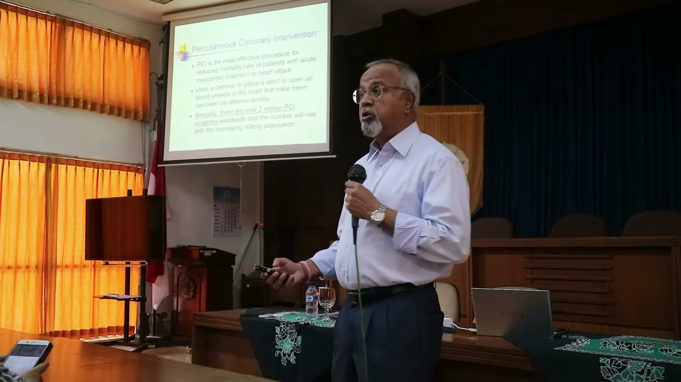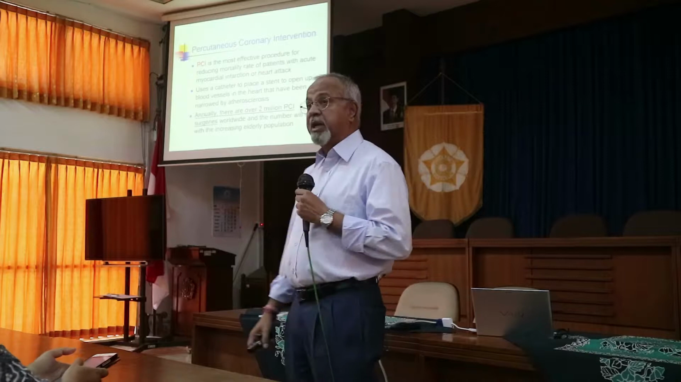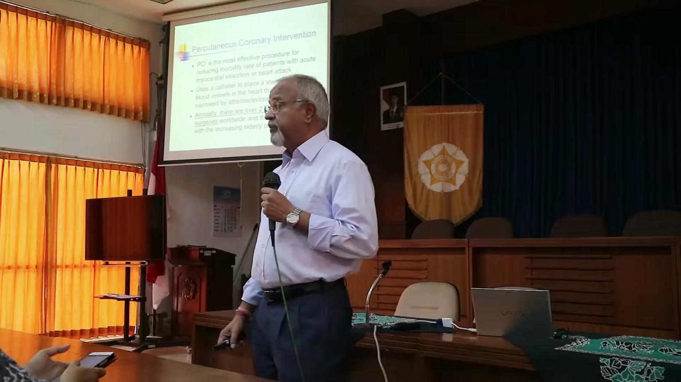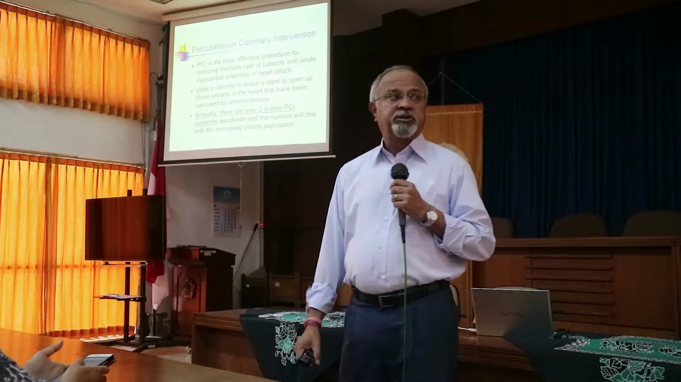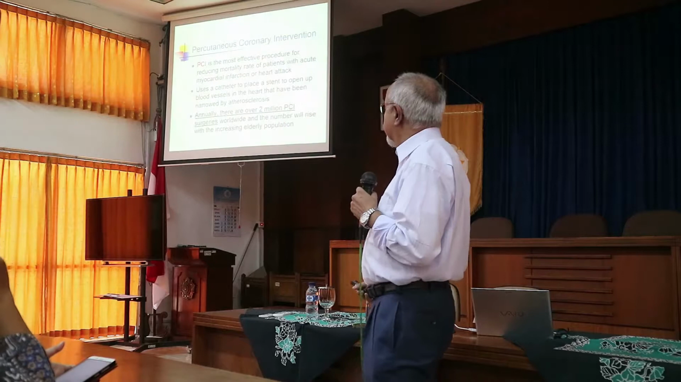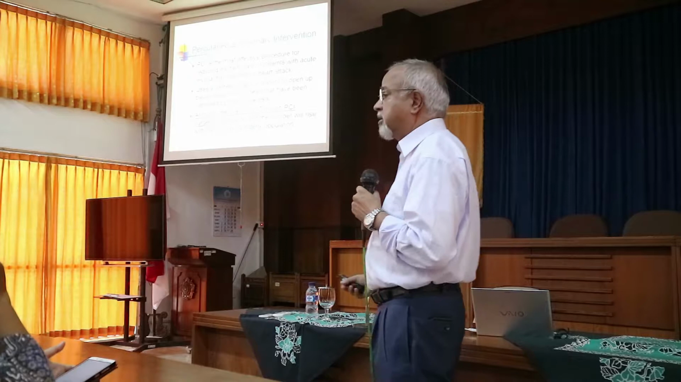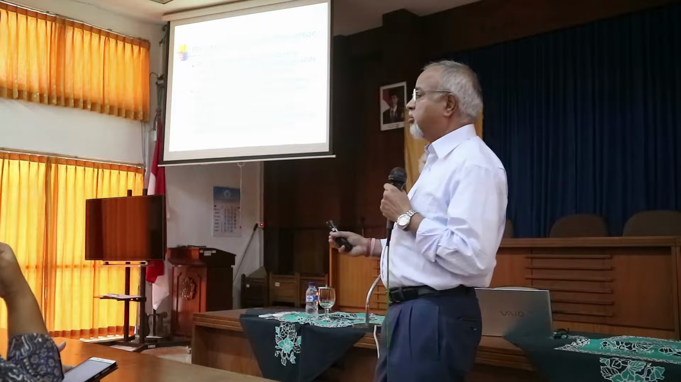Okay? So you are familiar with percutaneous coronary intervention, or PCI. This is the most common. It's called balloon angioplasty. It's the most common effective procedure for reducing mortality in patients with acute myocardial infarction, or commonly known as heart attack. Okay? And what the clinician does is he uses a catheter to place a stent to open up blood vessels in the heart, okay, that have been narrowed by atherosclerosis.